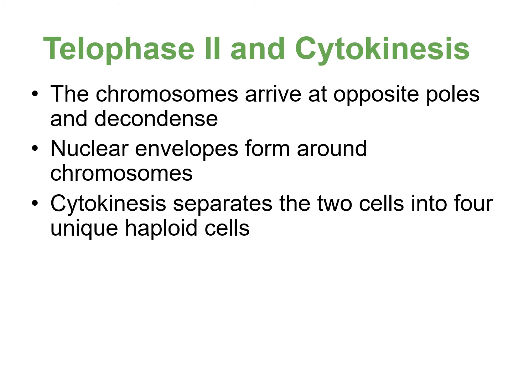The cells produced are genetically unique because of the random assortment of paternal and maternal homologs and because of the recombination of maternal and paternal segments of chromosomes that occurs during the process of crossing over.